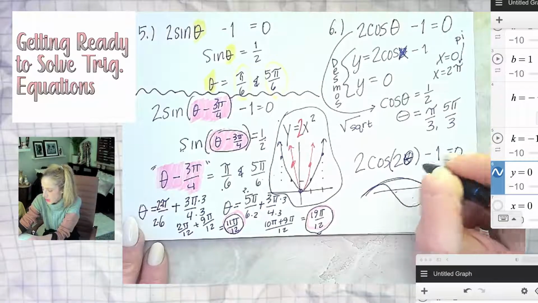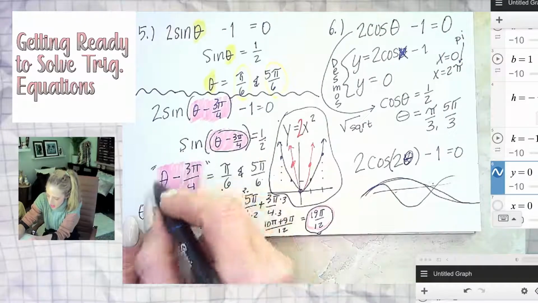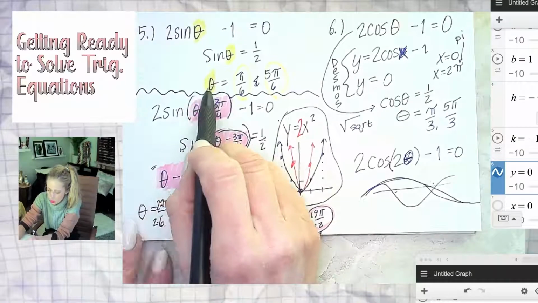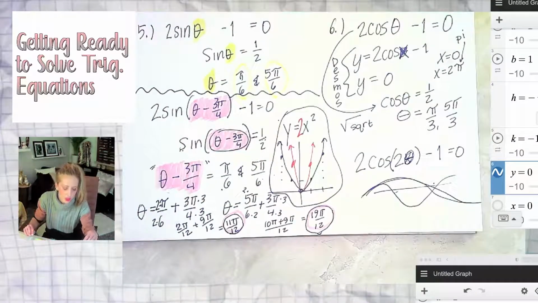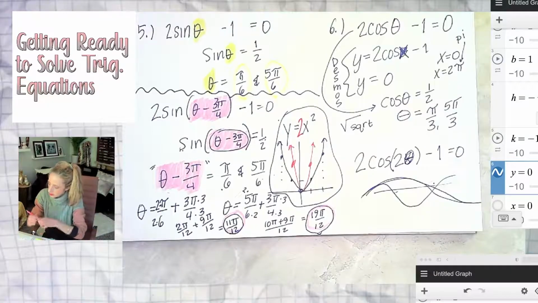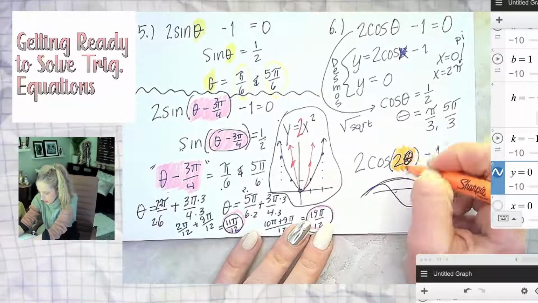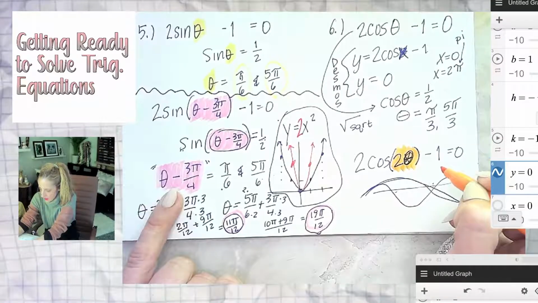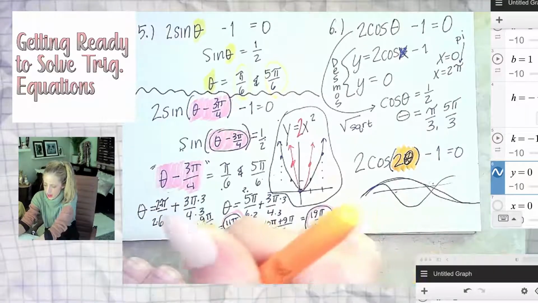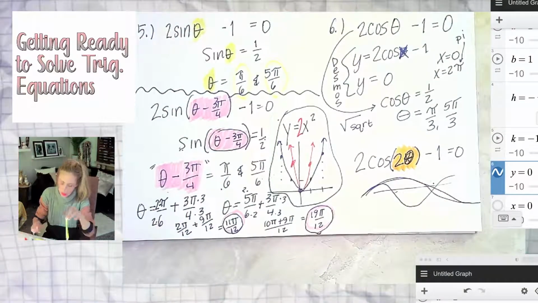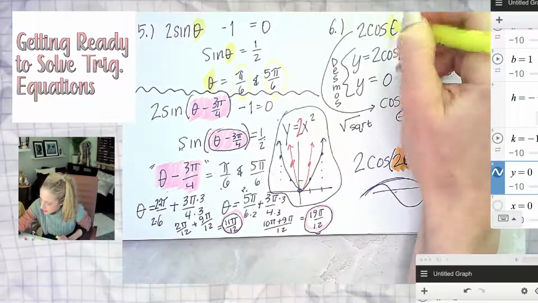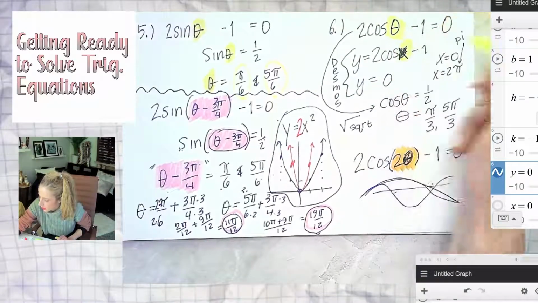I like to use theta. Instead of writing in this step theta minus 3 pi over 4 or just theta, you're just going to write on your paper 2 theta, wherever you wrote that. Okay? And then you could probably solve it from there. But don't go crazy. We'll talk about this more in class.